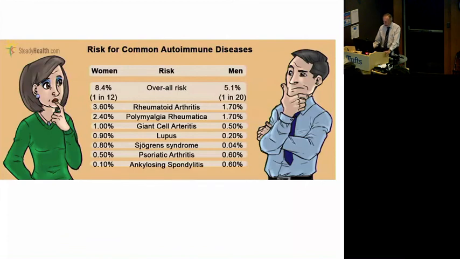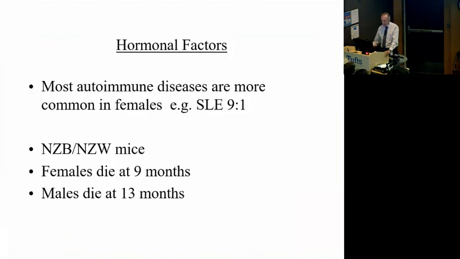Okay? Autoimmune. Lupus, much commoner. You see? Look at this. Most autoimmune disease is more common in females. Lupus, 9-to-1. 9-to-1 ratio. You've got to wonder, what is this hormonal effect?